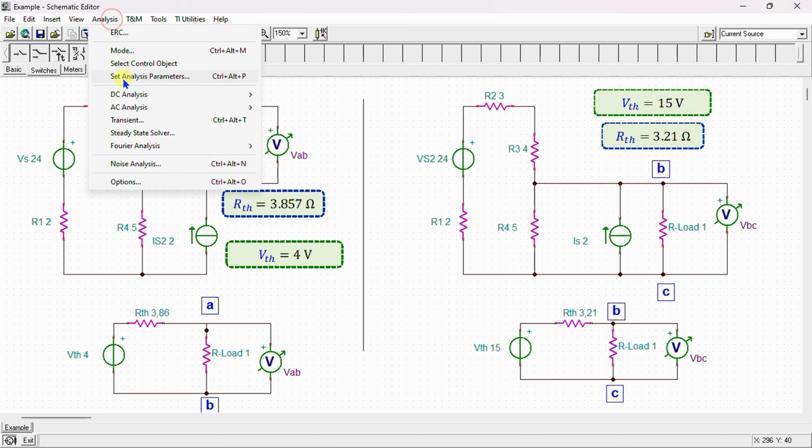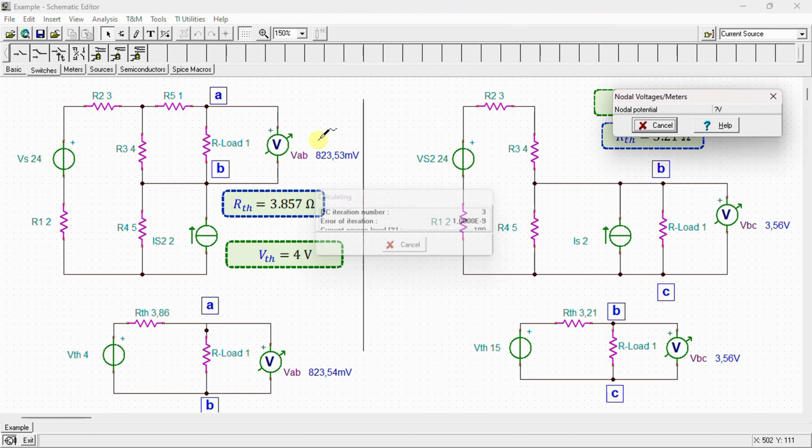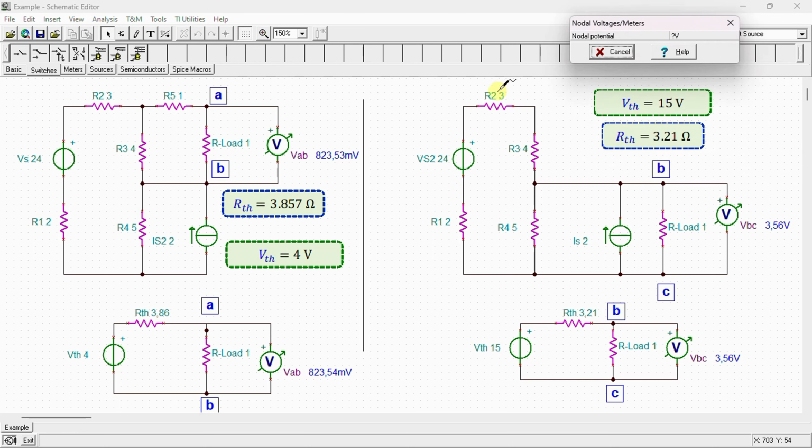Let's move on to analysis. DC analysis, calculate nodal voltage. We can see here that the voltage across the load is equal to 823.53 millivolts, and it is the same here in the equivalent Thevenin's circuit with respect to terminals A and B, equal to 823.54 millivolts. And if we see here the Thevenin's equivalent with respect to terminals B and C, we see that the voltage across the load is 3.56 volts, and here in the equivalent Thevenin's circuit it is equal to 3.56 volts.